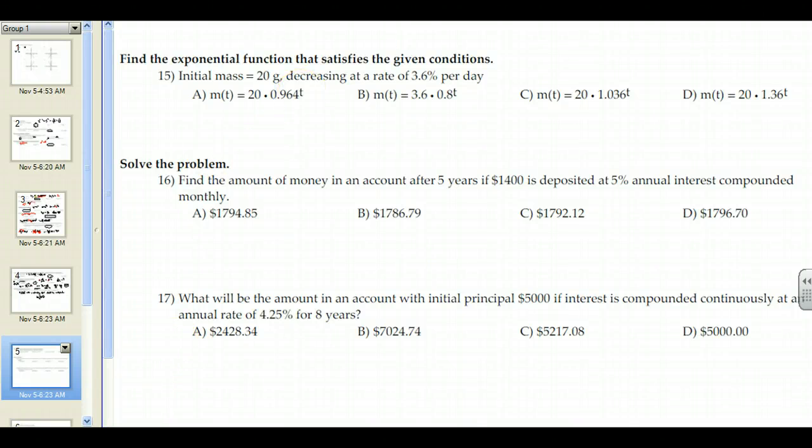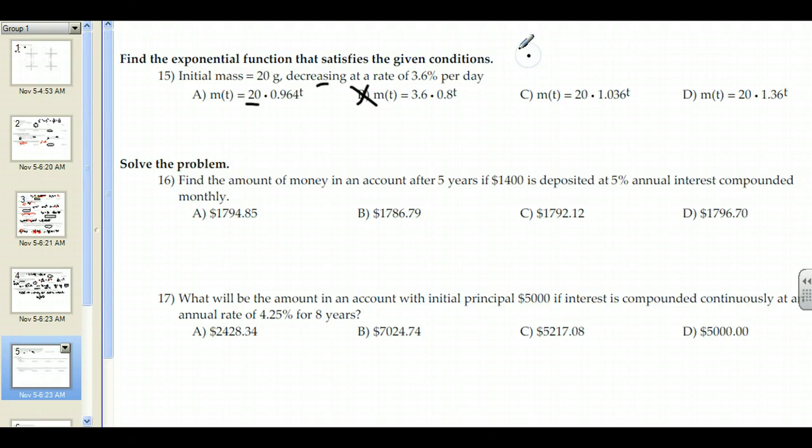Alright, so this problem, find the exponential function that satisfies the given conditions. Initial mass is 20 grams, so that means we should start off with 20. Alright, so that one's out. Starting off with 20, and it decreases at a rate of 0.36 per day. Alright, decreases at 0.36 per day.